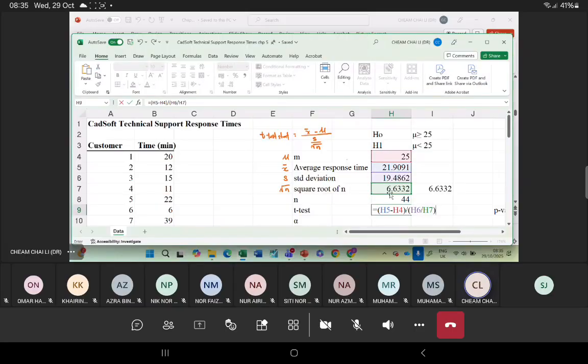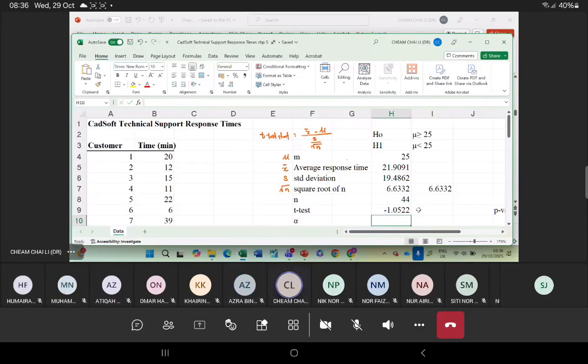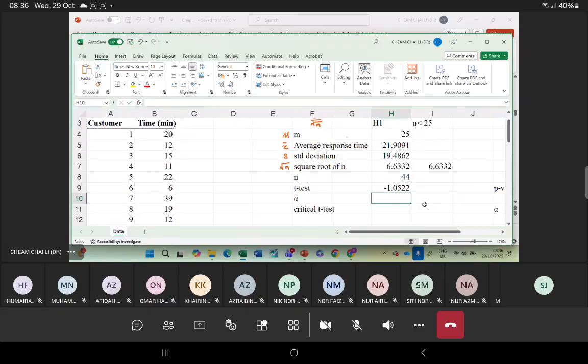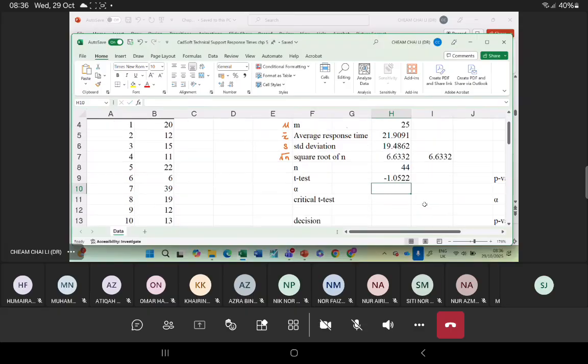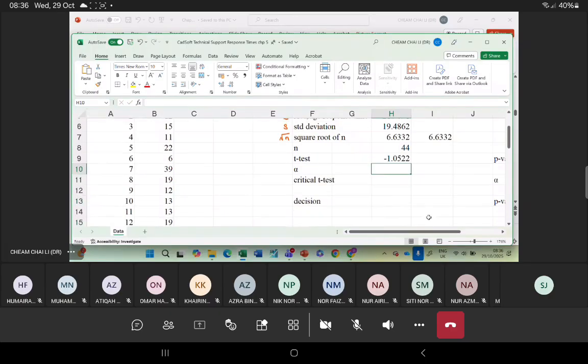Bracket class, and then semua dah masuk, you just enter, and your t-test statistic is negative 1.0522. Do you get the same? Yes, madam. Okay, good. Okay, so we have got the test statistic equals to negative 1.0522.